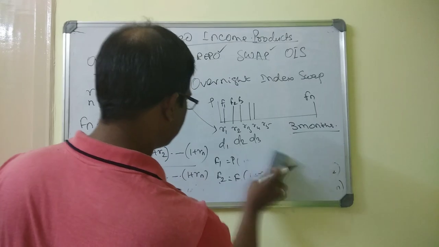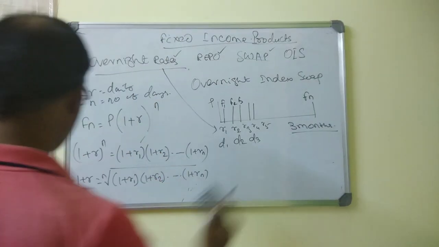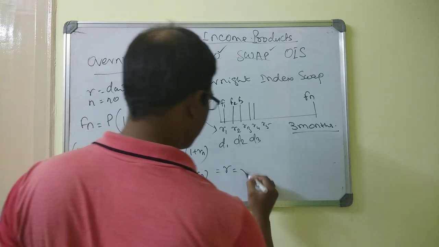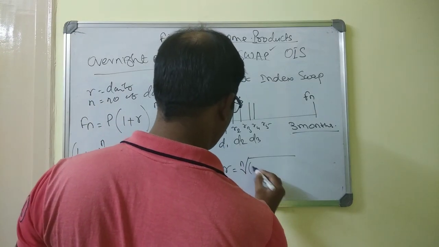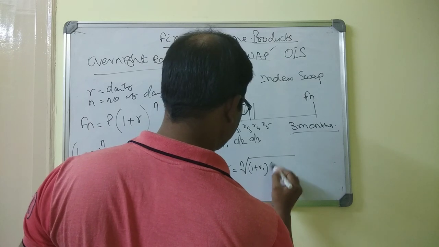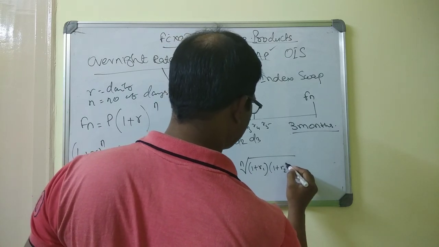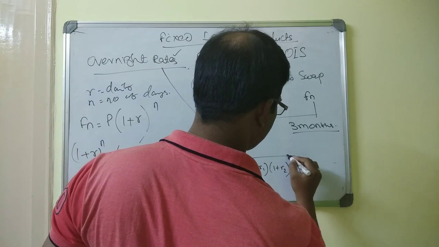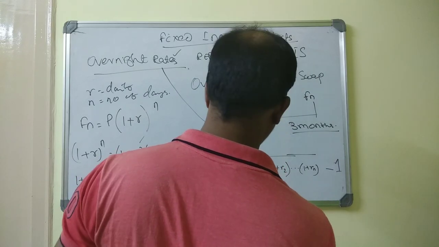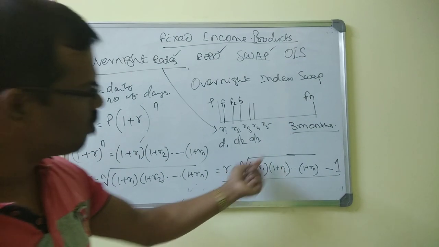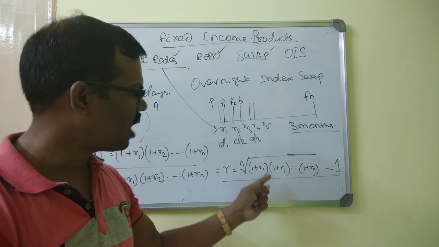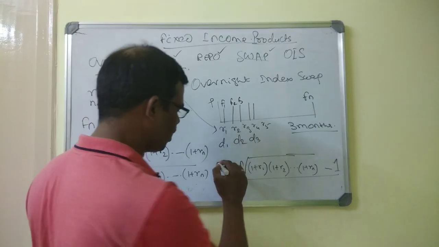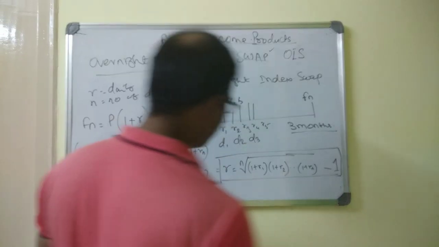So then what happens? Then you have R equal to the nth root of this, 1 plus R1 into 1 plus R2 into 1 plus Rn, minus 1. So you can see that this is in a geometric progression. So if I say 1 plus R1, and we are taking the nth root, then it becomes a geometric progression. So it is the geometric mean.